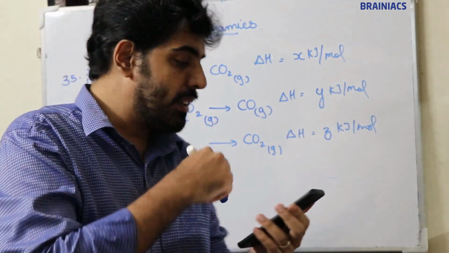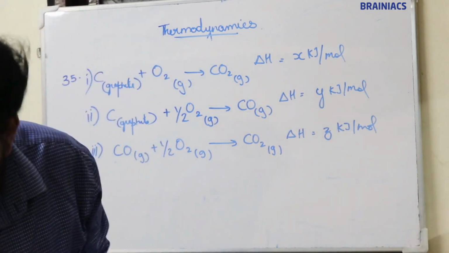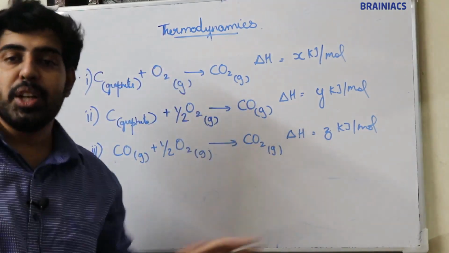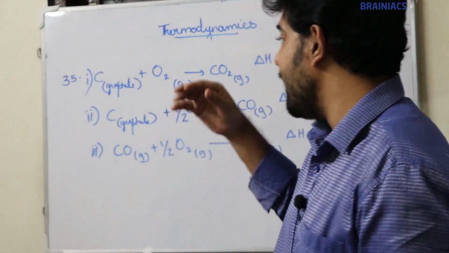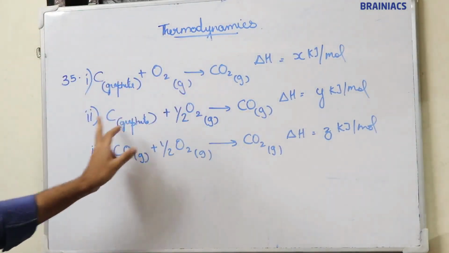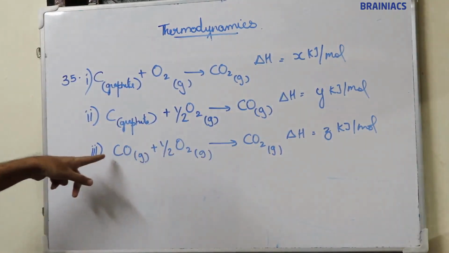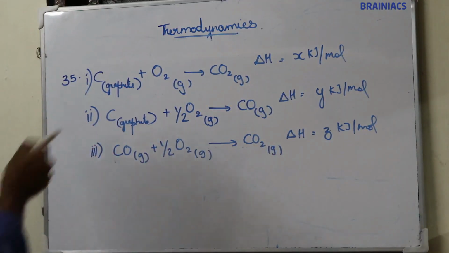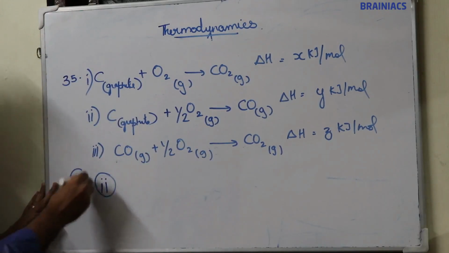So based on the above details, we have to find a relationship. Options are given. From these three equations, by using two equations, try to find the third equation. They have given three equations, so taking any two equations, try to find the third equation. Here, C graphite is present in the first two, but if you consider the third equation, you cannot find any C graphite. C graphite is not present in the third equation, right? So I am subtracting the second equation from the first equation.